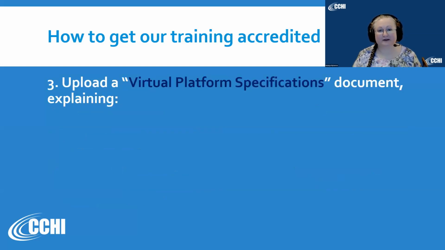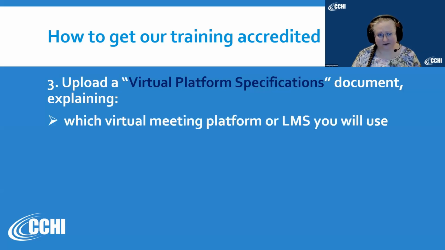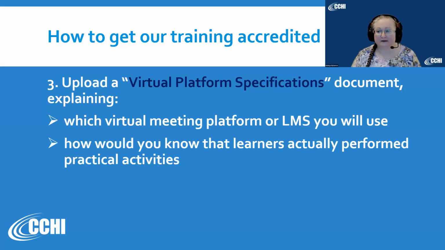And then the last parameter is actually technology-based. Create a document, which you could call virtual platform specifications or whatever other title you can propose. But what is important for reviewers is to see that you mention which platform it is, whether it is a Zoom webinar, whether it is in-person training, or some learning management system that you deploy to provide self-paced training. How would you know that learners actually performed practical activities? In other words, you need to show that that platform you're using is tracking completion of certain steps.